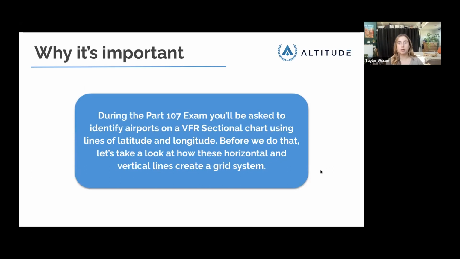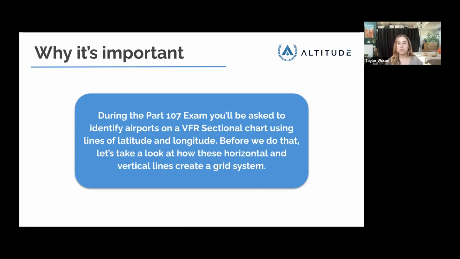So to start off, why are we learning about this topic? Well, during your Part 107 exam, you're going to be asked to identify airports on a VFR sectional chart. Now, we do have other sessions for the live Q&A where we get into all the other details of a sectional chart and different symbols. We'll cover some of them today, but we'll focus on the latitude and longitude. Part of identifying some of those airports is that you're just going to be given coordinates in the question, and then you have to identify that airport given those coordinates.